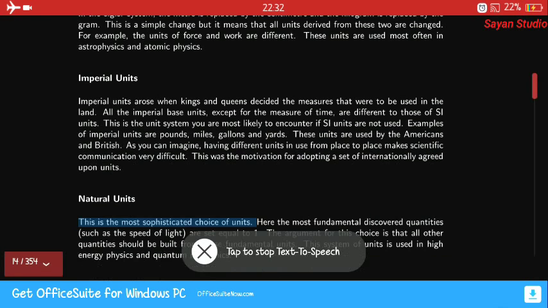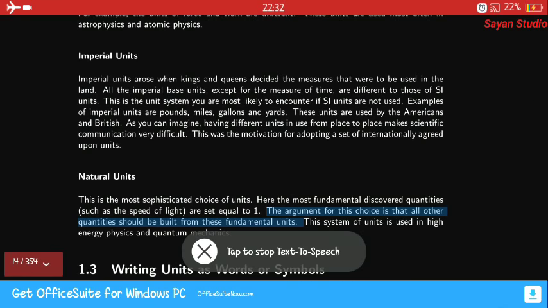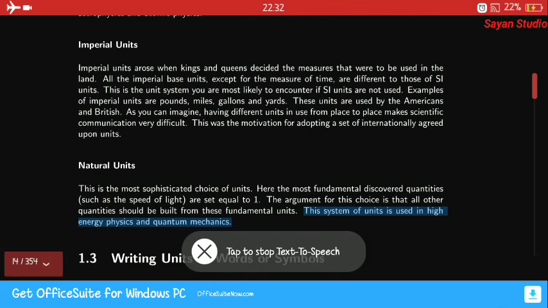Natural units. This is the most sophisticated choice of units. Here the most fundamental discovered quantities, such as the speed of light, are set equal to 1. The argument for this choice is that all other quantities should be built from these fundamental units. This system of units is used in high-energy physics and quantum mechanics.